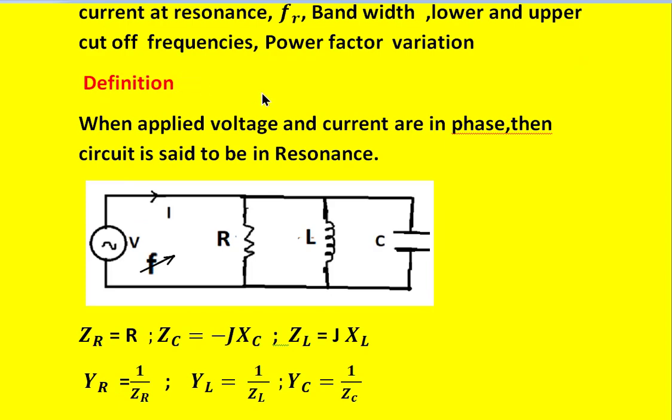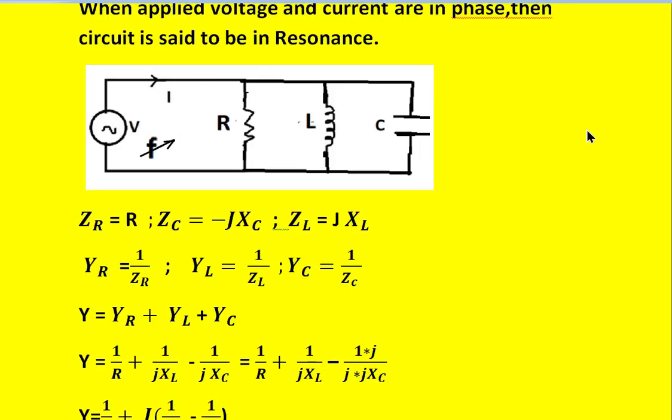So what is the definition of resonance? Resonance is nothing but, when an AC voltage is applied to an AC circuit, if the applied voltage and the current are in phase, then the circuit is said to be in resonance.